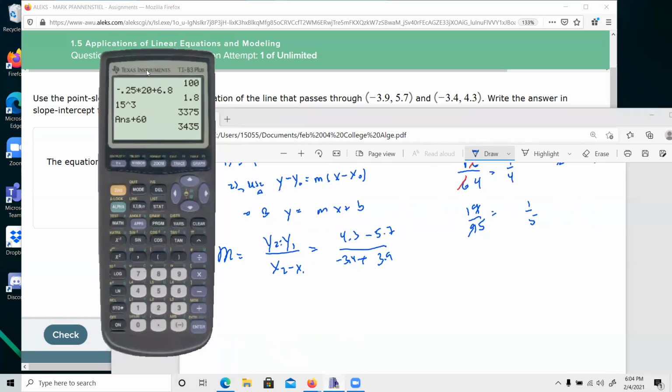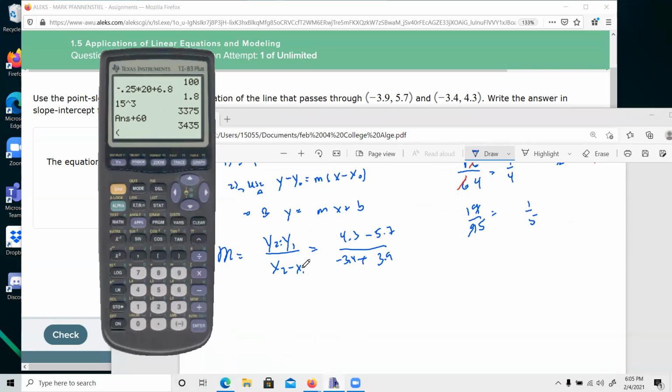Okay, let me show you how to do that. Got to use parentheses, because you've got to group the top. 4.3 minus 5.7 in parentheses, divided by, we have 3.4 plus, oops, I really need a negative. Be careful with the negative you choose, because this is how you make a sign. This is an operator. So we need negative 3.4 plus 3.9.